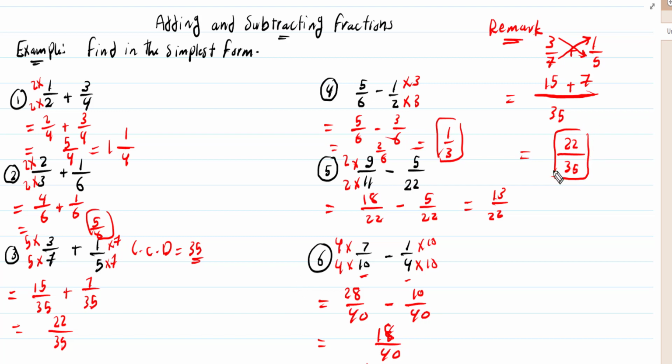Okay, another example, if we have 3 over 4 minus 1 over 2, we can multiply the two denominators. 4 times 2 will be 8, and make cross multiplication. 3 by 2 will be 6, minus 4 times 1, which is 4. 6 minus 4 will be 2 over 8. 2 over 8 is not in the simplest form, so divide by 2: 2 divided by 2 equals 1, 8 divided by 2 equals 4. So in the simplest form, it will be 1 over 4.